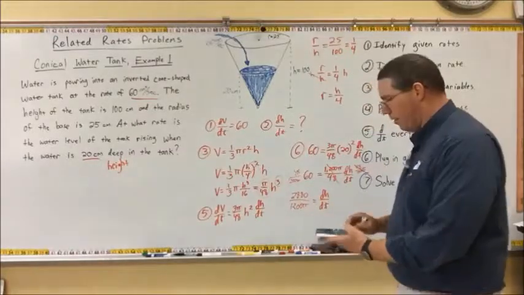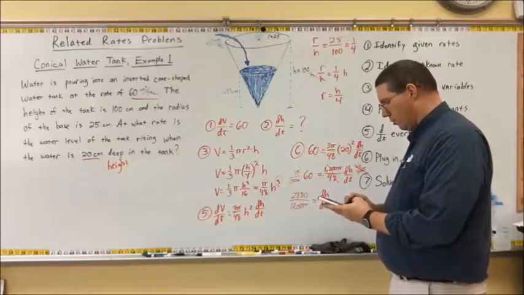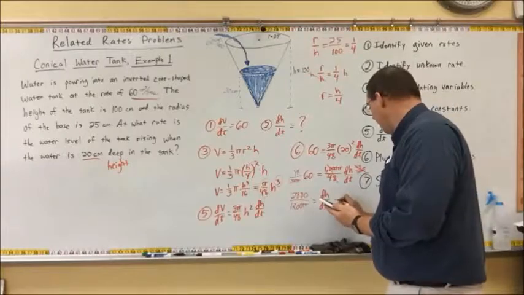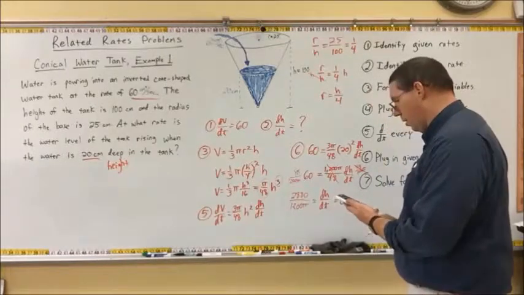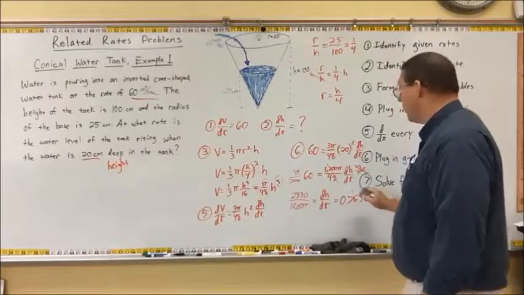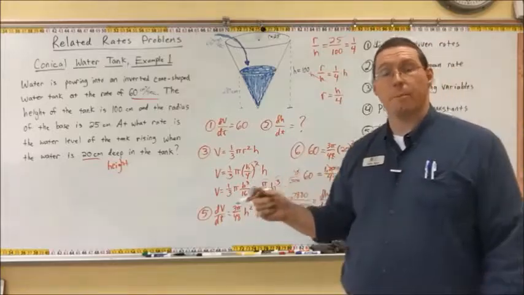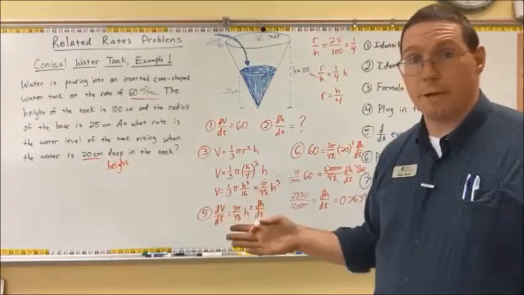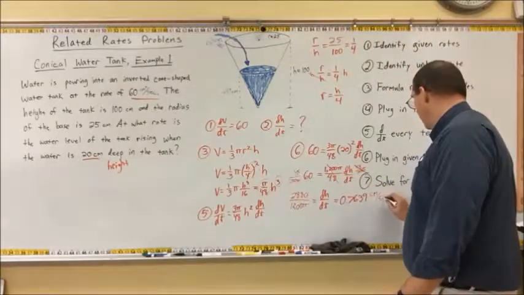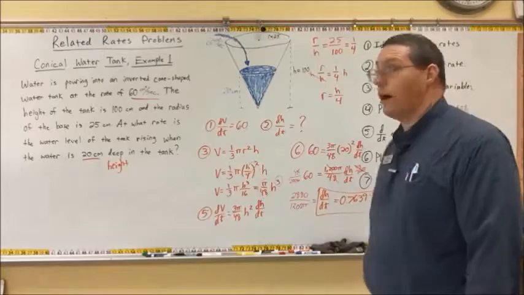And I'm going to go ahead and get a value there. So I'm going to divide this by 1,200 pi, and I get dh dt is equal to 0.7639 centimeters, because height is a first dimensional variable. It's a distance. So I'm not going to put centimeters cubed. I'm putting centimeters per second. This is my rate of change in the height of the water.